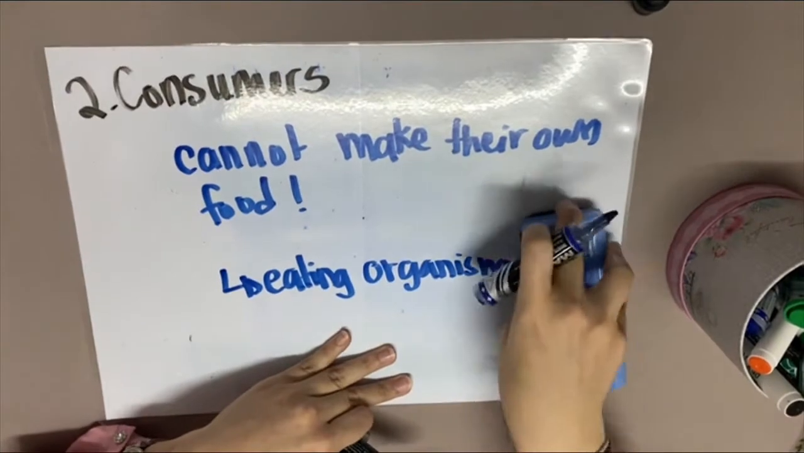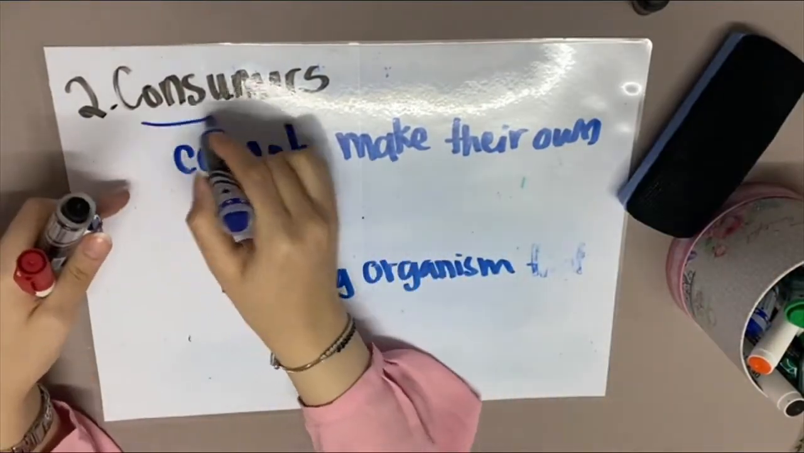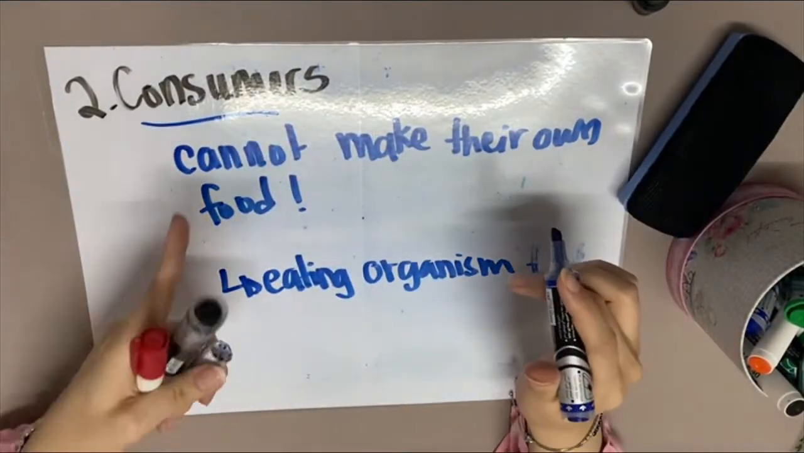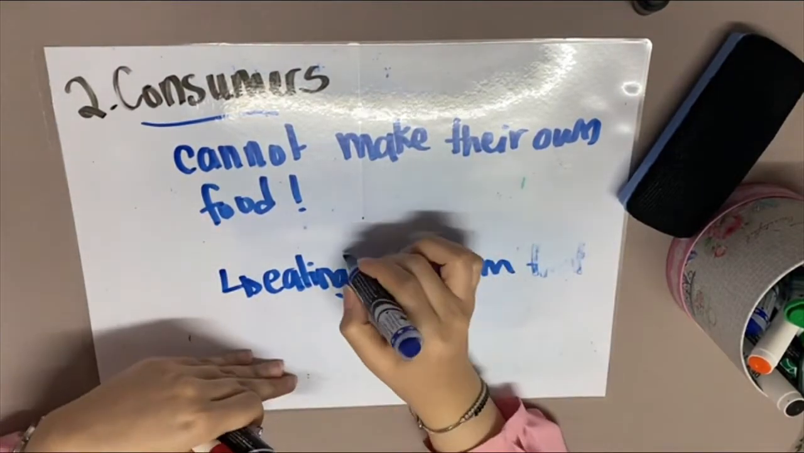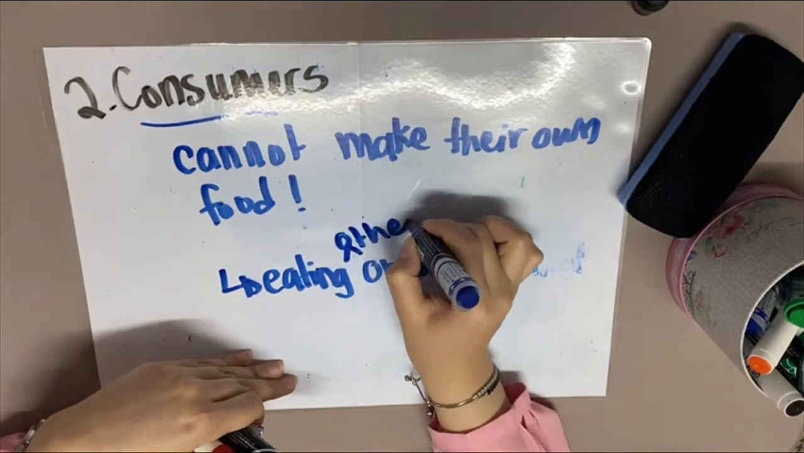Because consumers are separated into different kinds, not all consumers eat organisms that can make their own food. So they technically eat other organisms.